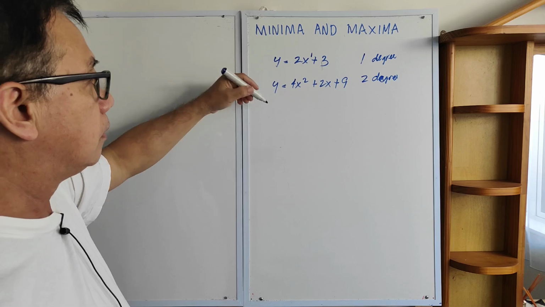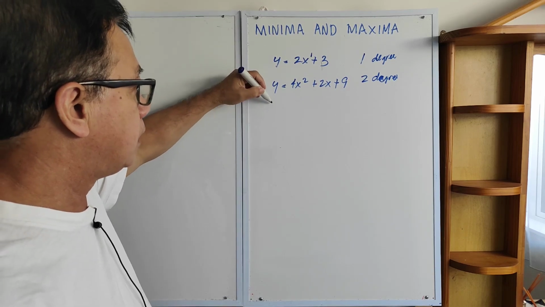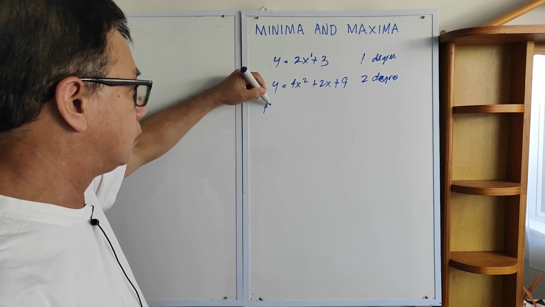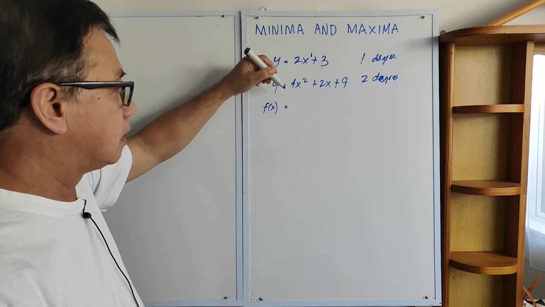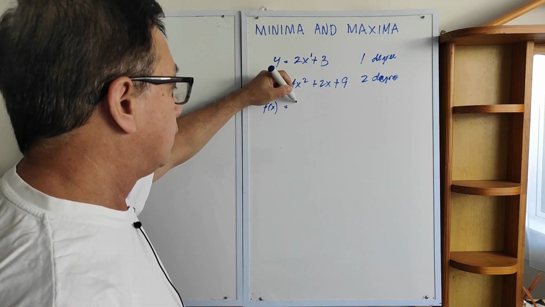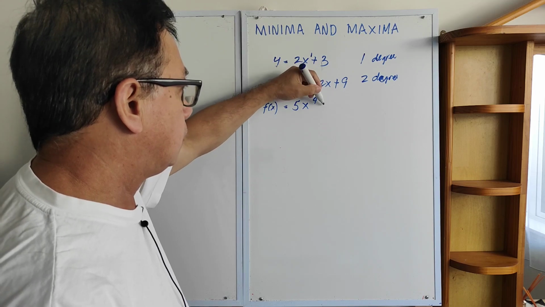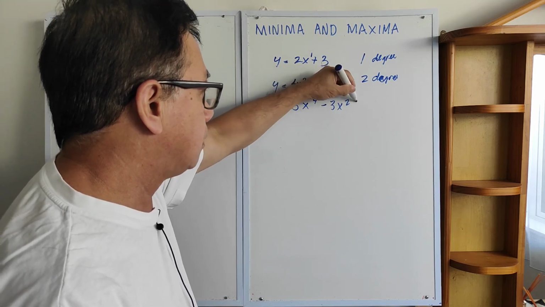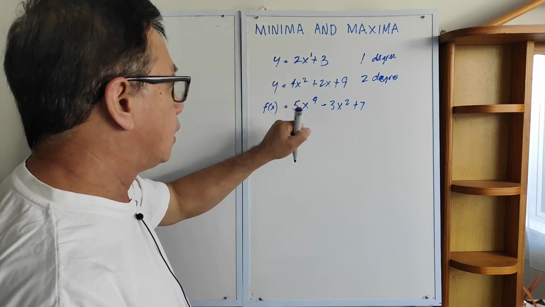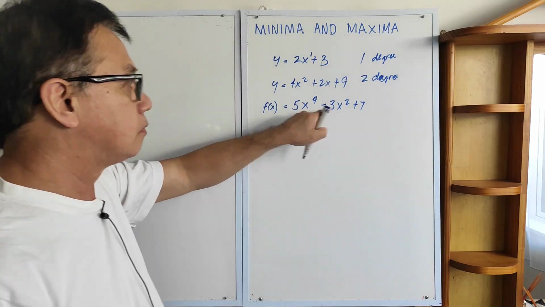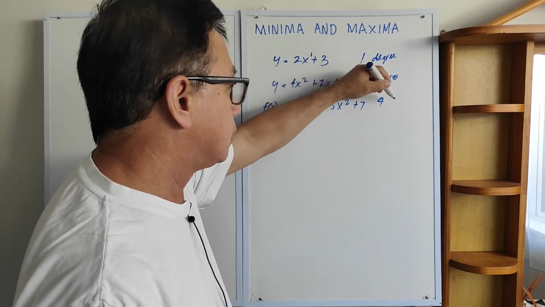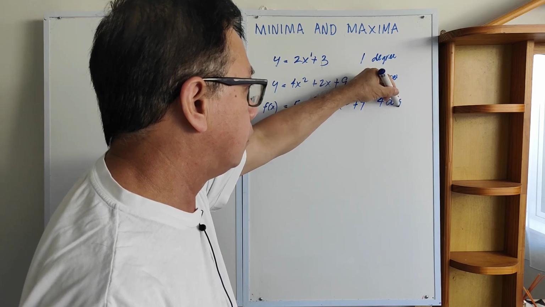Now for example, we can change y to a function of x. For example, 5x to the 4th minus 3x squared plus 7. The highest exponent here is 4, so this equation has a degree of 4.